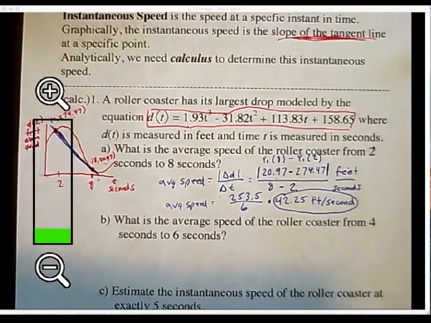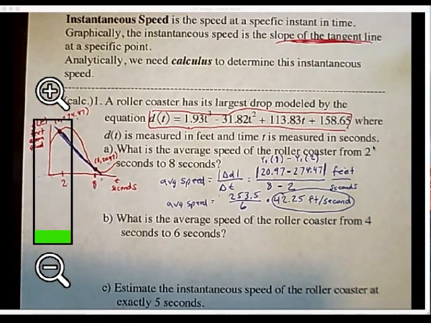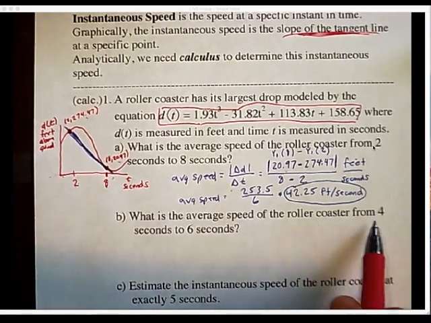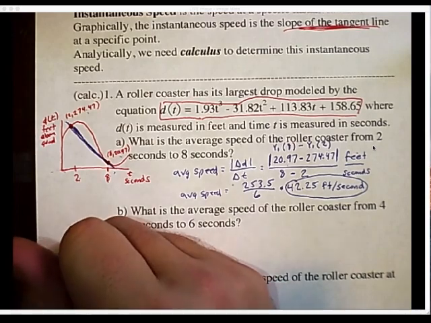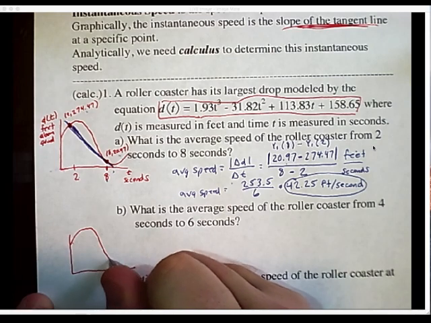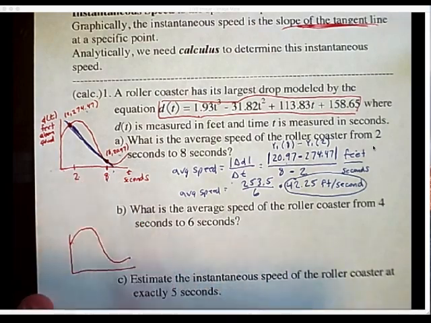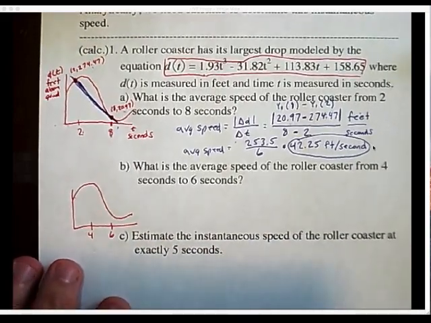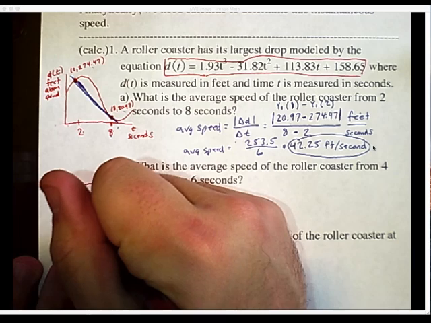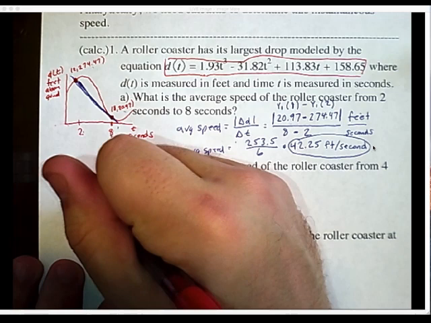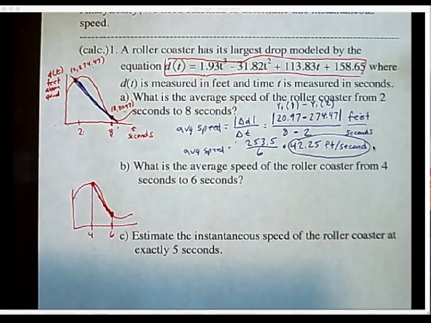So that's a shortcut that you can use on your calculator. Part B says, what's the average speed of the roller coaster from 4 seconds to 6 seconds? Basically, same graph, we have the same function, but now I'm going to narrow it down. Instead of looking at it from 2 to 8, I want to look at it from 4 to 6. I'm trying to find the slope of this secant line, but then I'm going to turn it into a positive number.